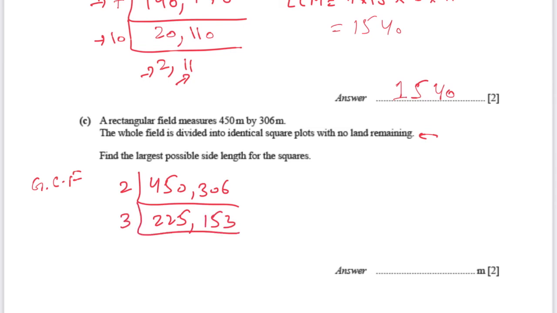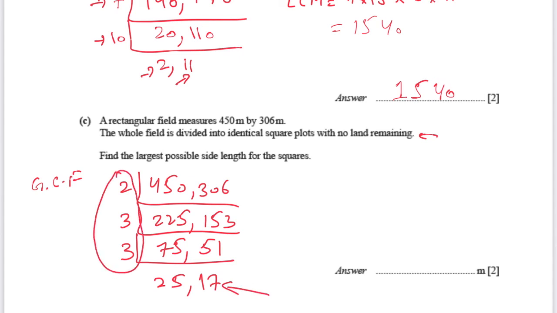So when I divide 225 by 3, I get 75. And when I divide 153 by 3, I get 51. I think these can be further divided by another factor, which is 3. So I get 25 over here and I get a 17 over here. I don't think these two numbers can be divided any further. That means we look at the numbers on the left and multiply them with each other to find the GCF. So the GCF would be 2 times 3 times 3. That gives us 18. This is your answer.